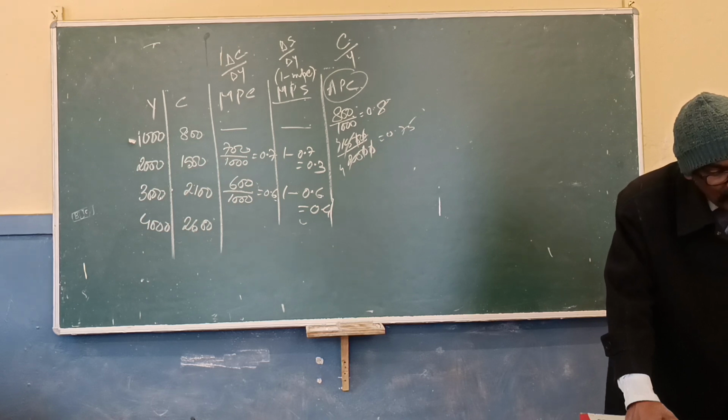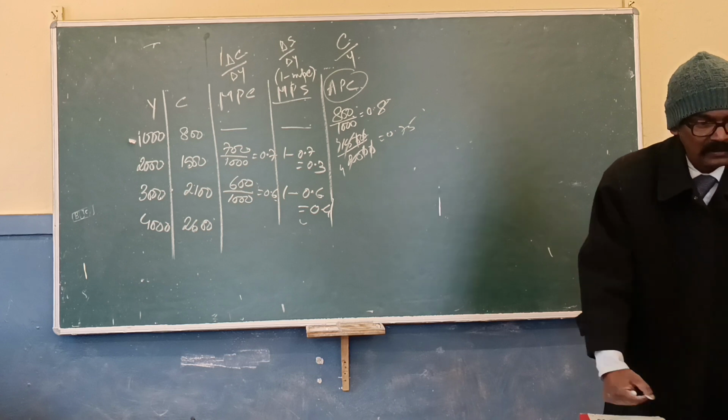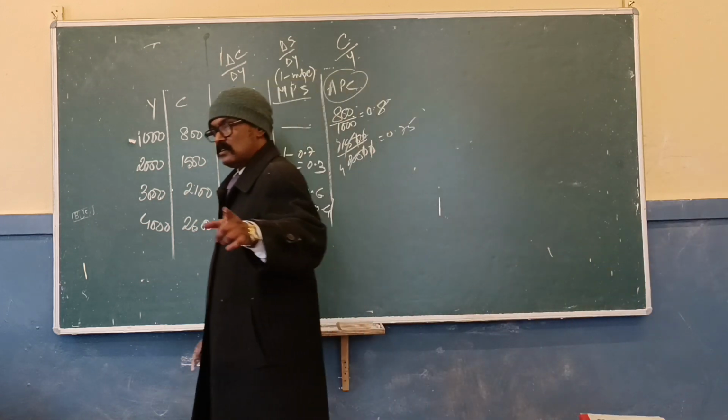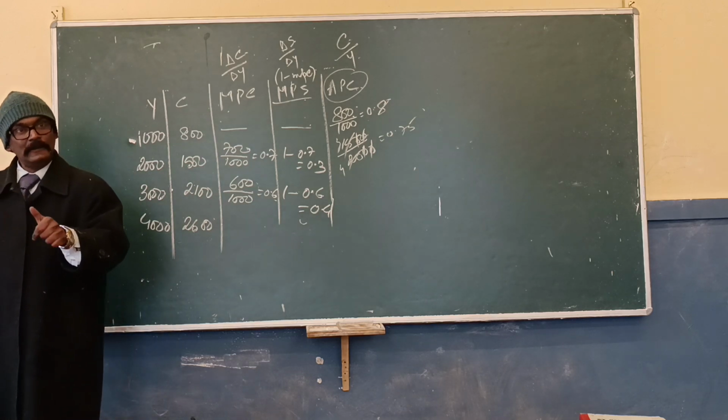Savings 4,000 minus 2,600. That is 1,400. No, don't do that formula, please. Whatever I am saying, please don't try anything new now. Is it okay? Am I clear?